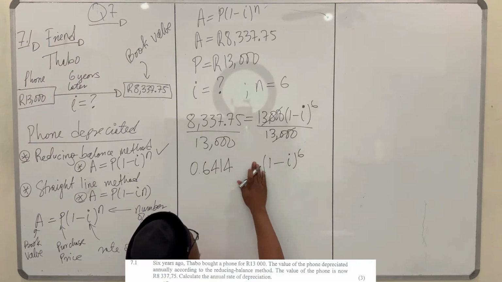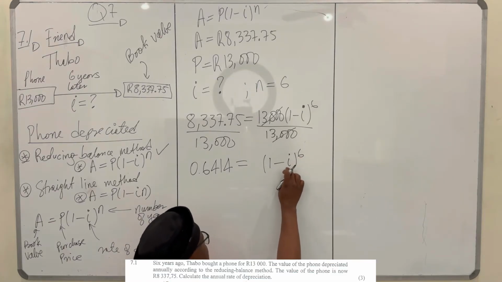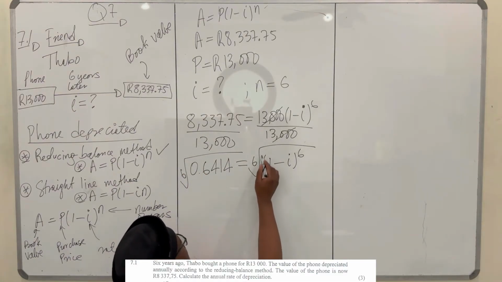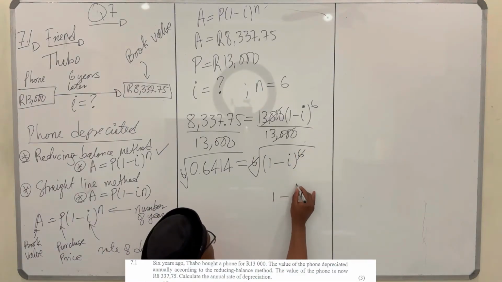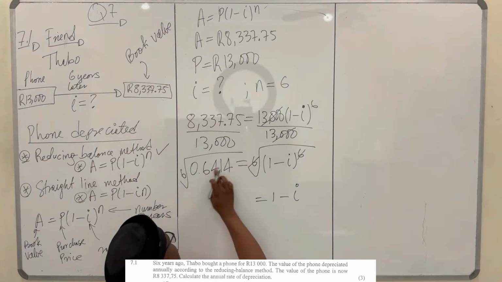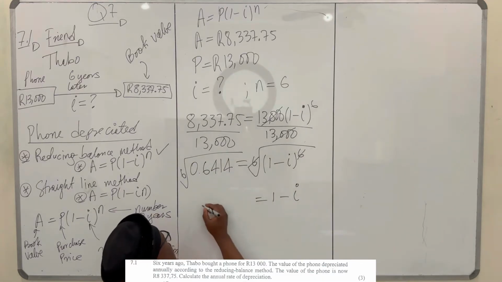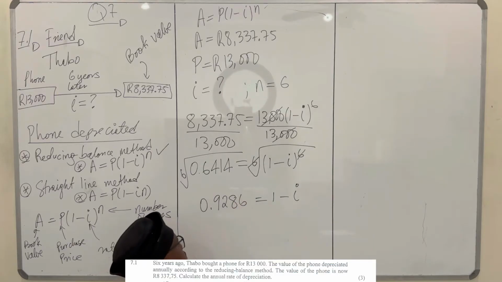So what do you want to do? You want to find I. So you need to get rid of that so that you can have access to I. What do you do? You take the 6th root of both sides. So this and that go away. On this side you're left with 1 minus I, and on the left hand side, take the 6th root of that. If you take the sixth root, you will find that this is equal to 0.9286. That's what we're left with.